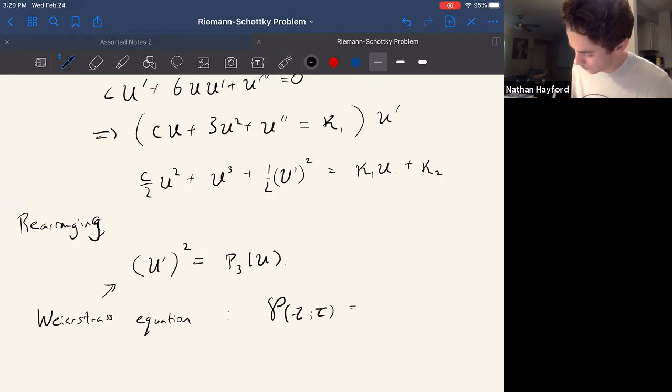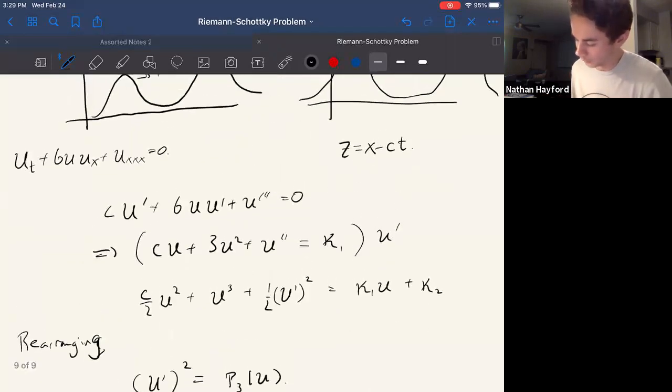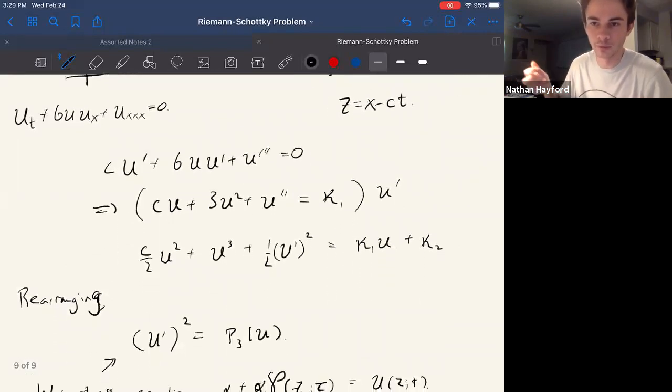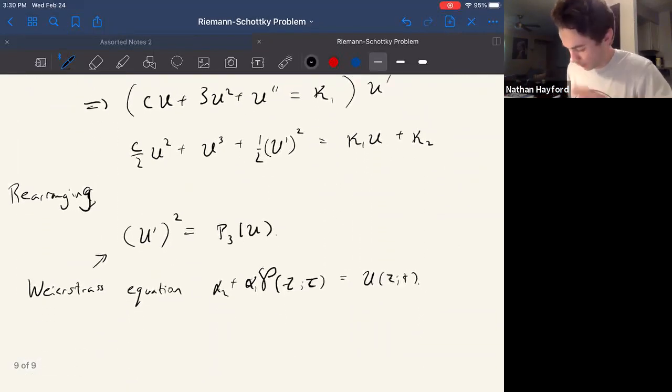So a constant times this plus another constant, different constants, will make this function satisfy exactly KdV. And actually, if we take an appropriate limit, we'll end up with a one soliton solution to KdV. You just take a limit as one of the periods goes to infinity. But we're not going to go too far into that.